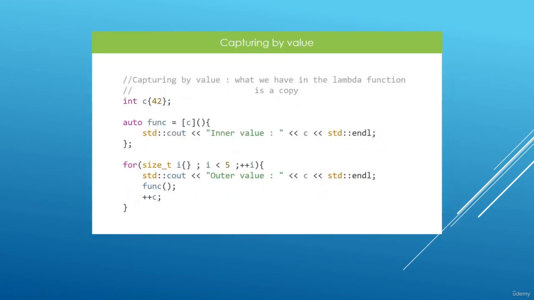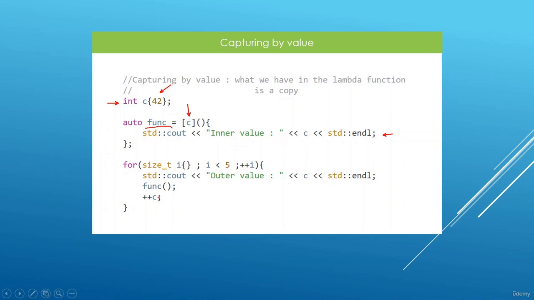Okay, now that you know this, we're going to see different ways we can use the capture mechanism. One thing we can do is capture by value. If we capture by value, what we're going to have inside the Lambda function is going to be a copy. Suppose we have a variable here, c. The value is going to be 42, as you see here. We're going to set up a Lambda function and capture our c variable by value. Notice the Lambda function has a handle, so we can call it. We're going to loop 5 times, and at each iteration, we're going to call our Lambda function and print the inner value.